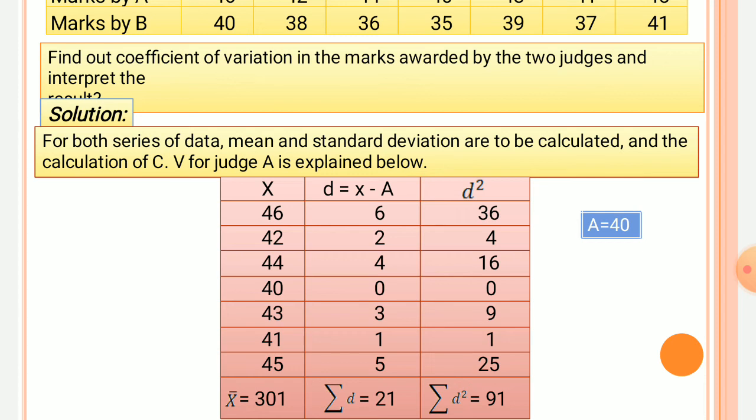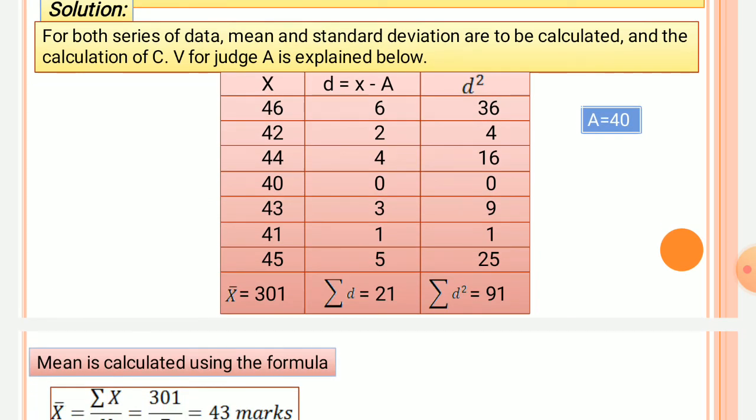Now d square: 6 square 36, 2 square 4, 4 square 16, 0 square 0, 3 square 9, 1 square 1, 5 square 25. Now find the sum of these terms: sigma d square is 91, sigma d is 21, and sigma x is 301, because we need it to calculate the arithmetic mean.